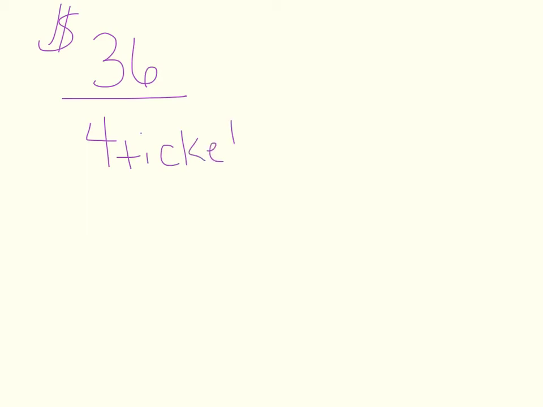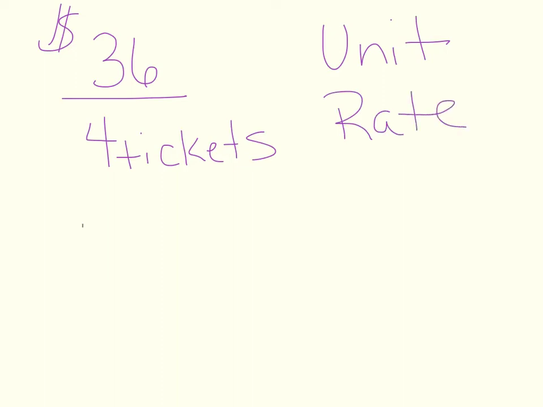Let's pretend that your 4 friends are going to the movies with you, and you are buying 4 tickets. The cost of your tickets is $36 for 4 tickets. But you need to know how much each of you needs to pay. So you're looking for the unit rate. You want your denominator to be 1.